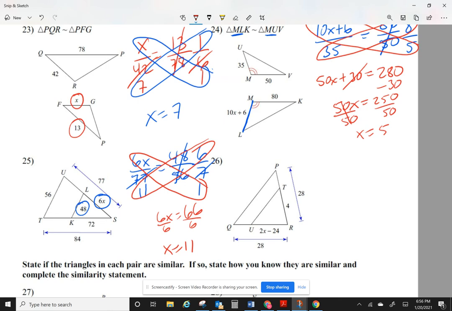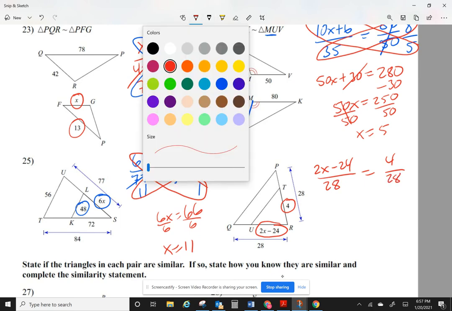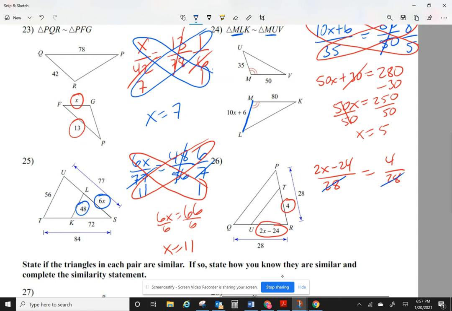Looking at the other triangles, I'm going to choose two values from the small triangle. So 2x minus 24 and 4. 2x minus 24 goes with 28, and 4 goes with 28 as well. I'm going to simplify 28 and 28. I'm just going to call that 1 and 1.